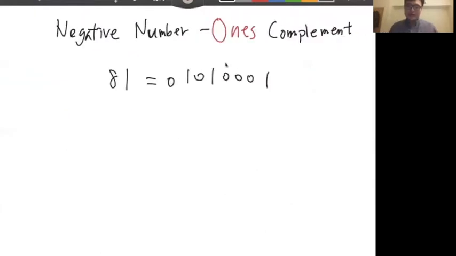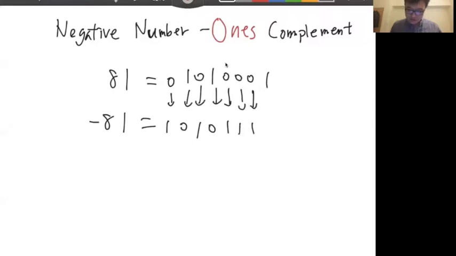Let's look at the second idea. The second idea is called one's complement. The one's complement is a good idea. First of all, you can easily do a subtraction or addition. So how do we implement this? If we have negative 81, the idea is we just reverse everything. To get negative 81, we reverse every bit: 0 to 1, 1 to 0, and so on. So this is actually negative 81.